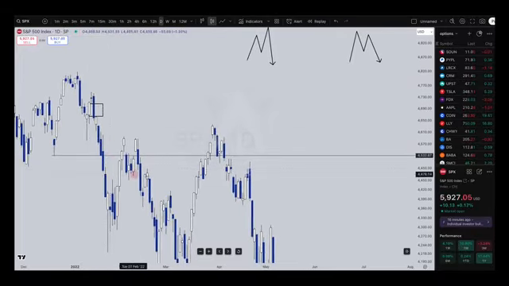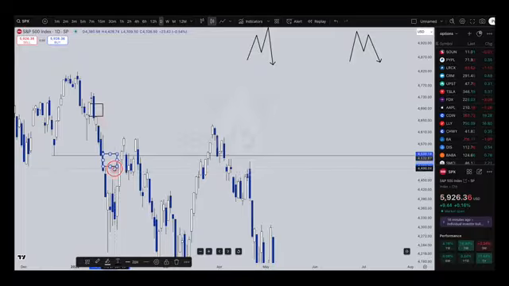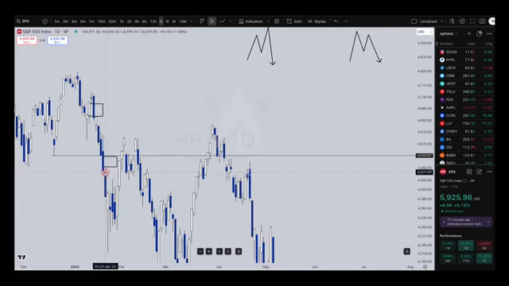Now, even within these candles, there are fair value gaps. Fair value gaps here. Fair value gaps here. You can see how the low of this candle and the high of the next candle is an imbalance, and another one lower.